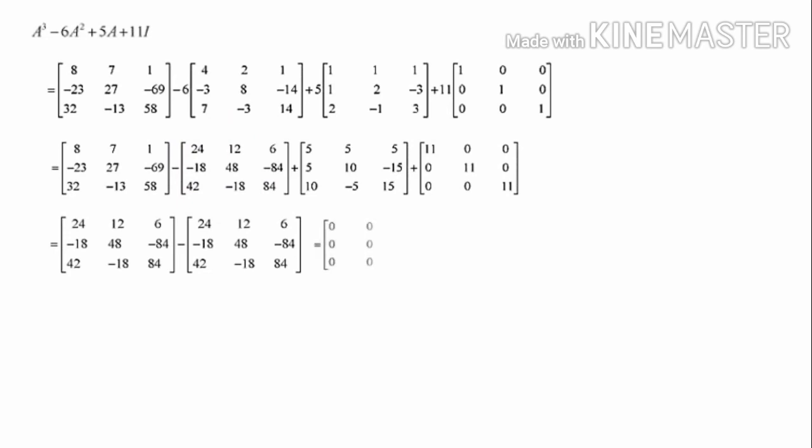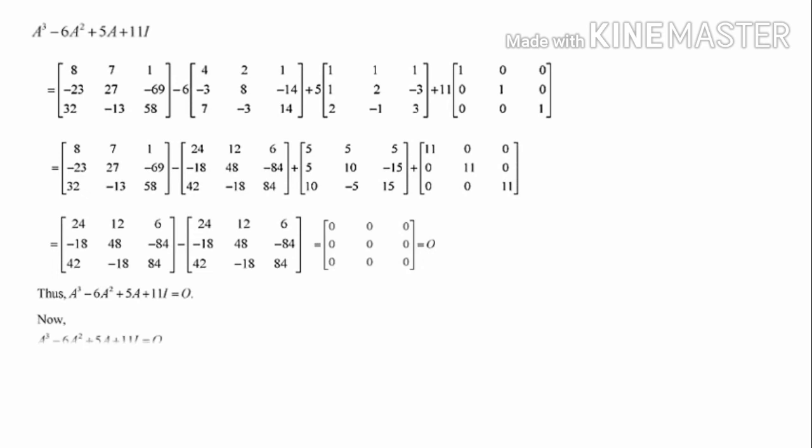Then go for the calculation. 24 minus 24 is 0, 12 minus 12 is 0. So subtracting each element you are getting 0. So the second row is completely 0, the third row also 0. So finally we have got a zero matrix, we have to represent it as O. So we have got A cube minus 6A square plus 5A plus 11I is equal to O.